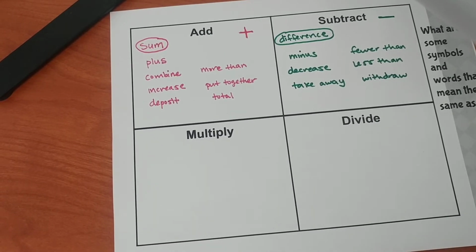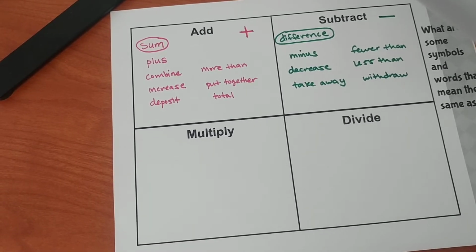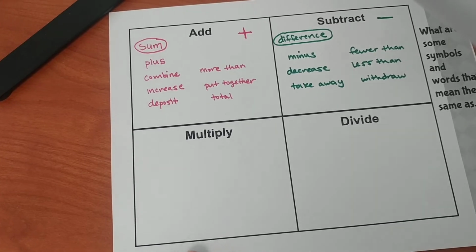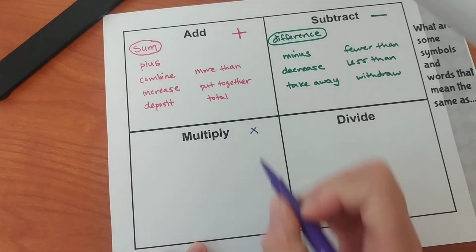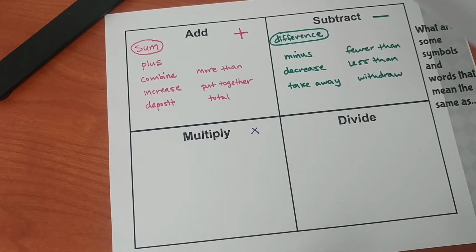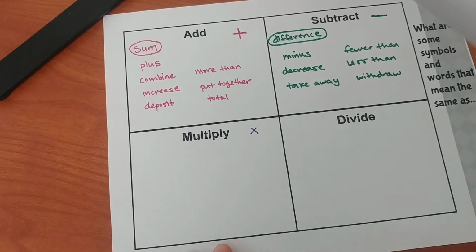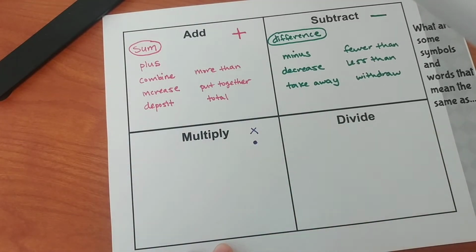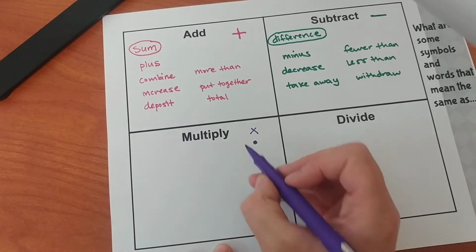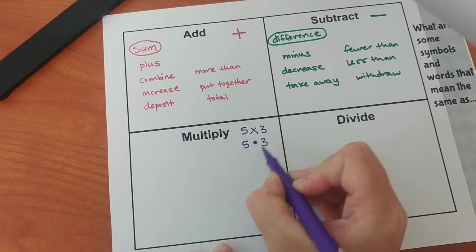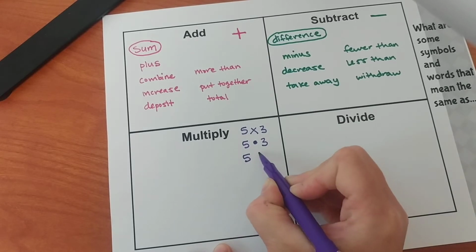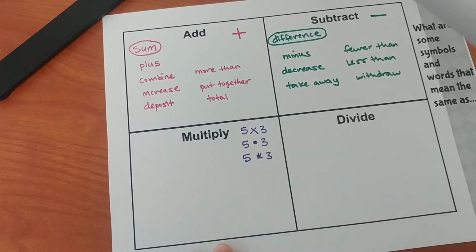Now let's come on down here to multiply. There are lots of symbols that mean to multiply. Well, for instance, we have the times sign, but we've kind of moved away from that when we started learning algebra because it looks like the variable x. We also have a dot. A dot represents multiply. So I could show that I'm going to take 5 times 3. I could use the star, the asterisk. That tells me to multiply.